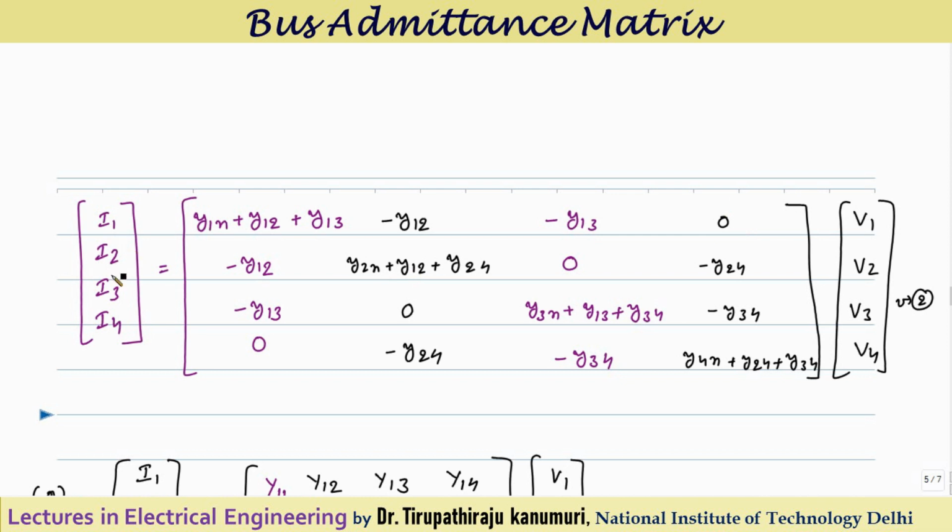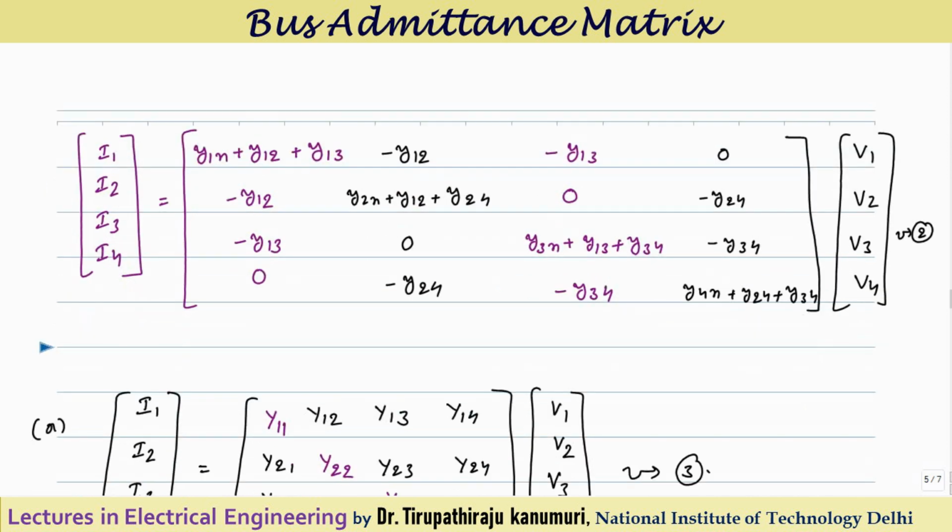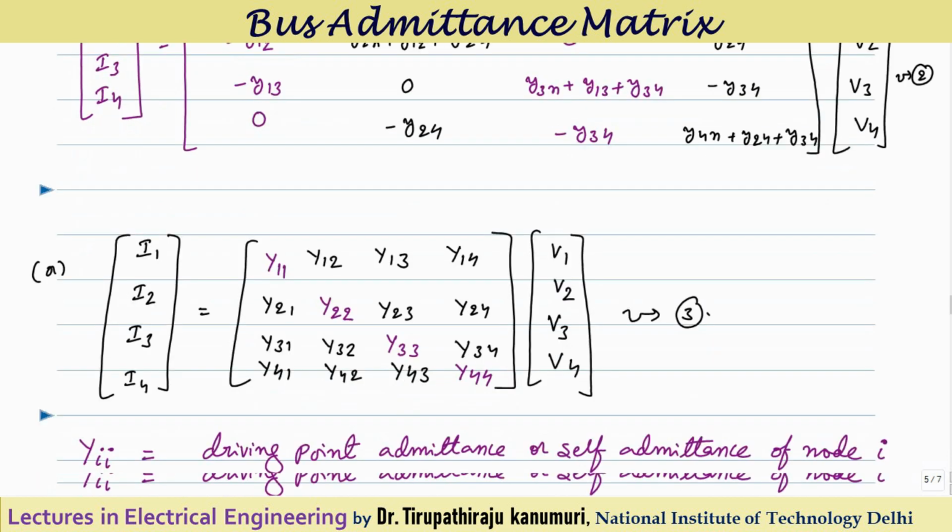Similar is the case, I2 will be equal to minus Y12. Similarly this is the 2-2 element, because this is the second row, second column. So again this will be the sum of all the elements that are connected. In this way you will get the matrix in this form. Here in this matrix you can see the diagonal elements, whichever are there, that I am representing in this matrix form.